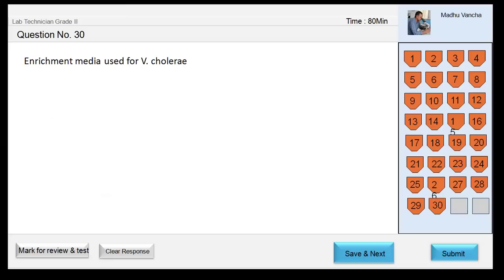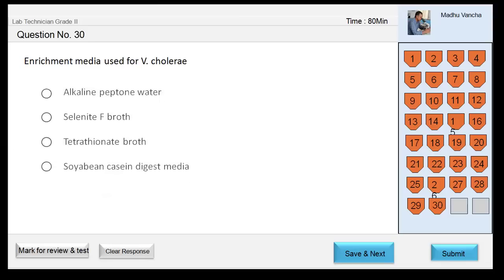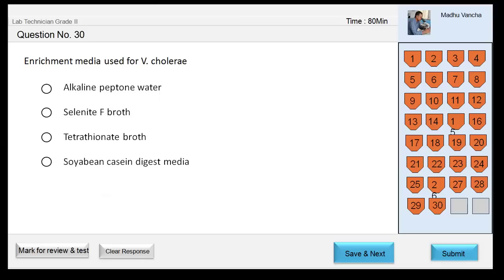Next question, enrichment media used for Vibrio cholerae. Option A, alkaline peptone water. Option B, selenite broth. Option C, tetrathionate broth. Option D, soya bean casein digest media. Here the right answer is alkaline peptone water.